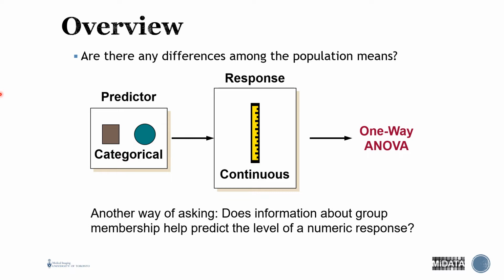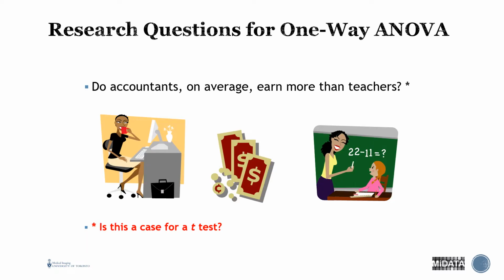In this case, we're going to have a categorical predictor, so that is your group variable. In this case, for instance, it has 2 levels, and your response is going to be continuous, so something you measure from a continuous random variable. This will lead to a one-way ANOVA. We've talked about this before. And so another way of asking would be, does information about group membership help predict the level of a numeric response? So how do we ask the research question for a one-way ANOVA?